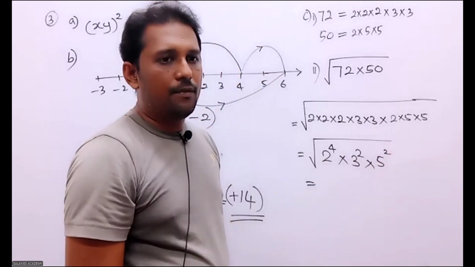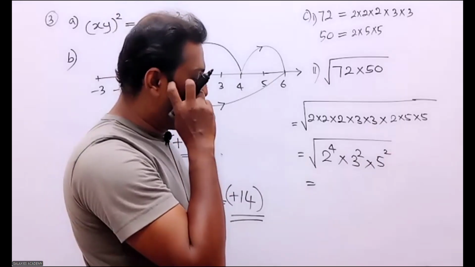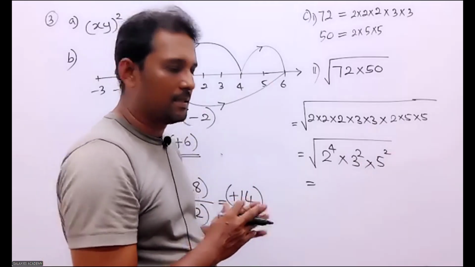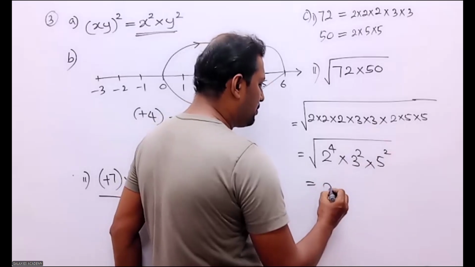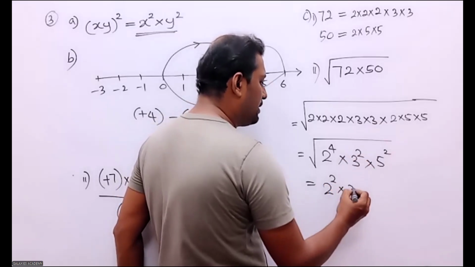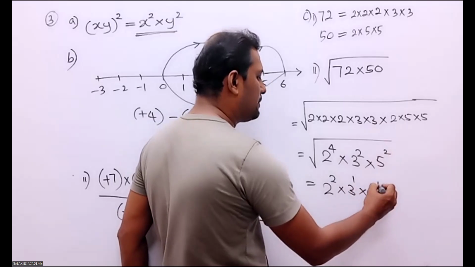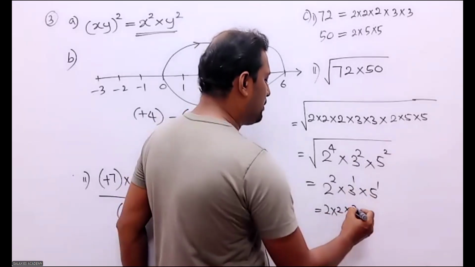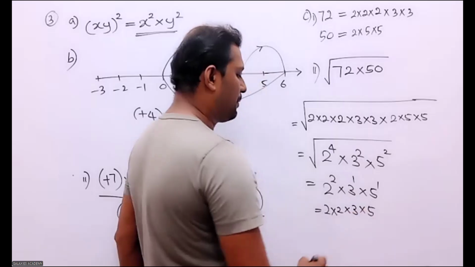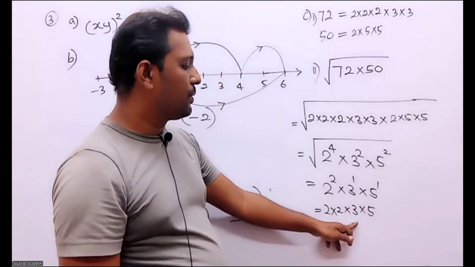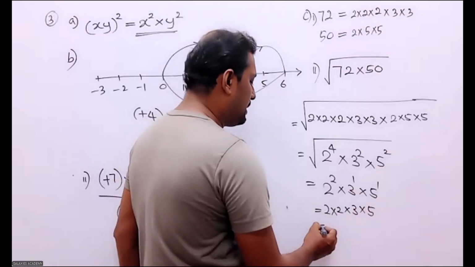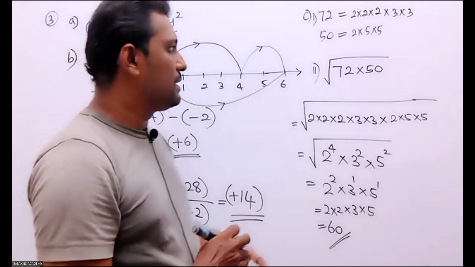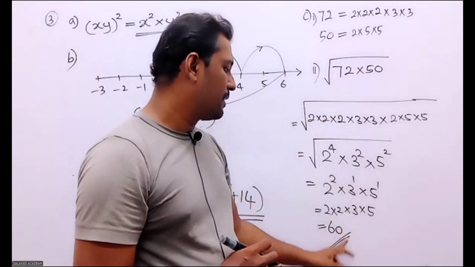Right? When you take the square root, what you have to do? You have to write each powers half of the indices. Then this power I can write as 2 to the power 2, 3 to the power 1, 5 to the power 1. 2 to the power 2, 2 multiply 2. 3 to the power 1 means 3, 5 to the power 1 is 5. 2 times 2, 4, 4 times 3, 12, 12 times 5, 60. So what is the square root of this number? 72 multiply 50. The answer is 60.